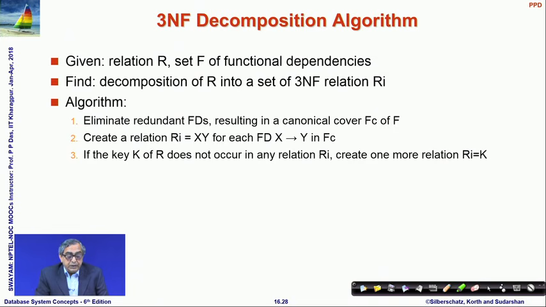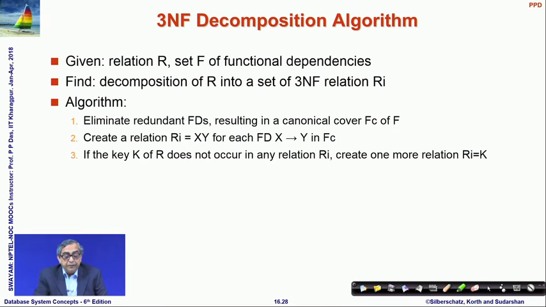So, what do you have? What is the decomposition algorithm, written in very simple terms? You are given a relation R and a set of functional dependencies F that hold on it. So, you first compute a canonical cover. You know what a canonical cover is. You eliminate extraneous attributes, eliminate redundant FDs, and you have the canonical cover Fc from F.